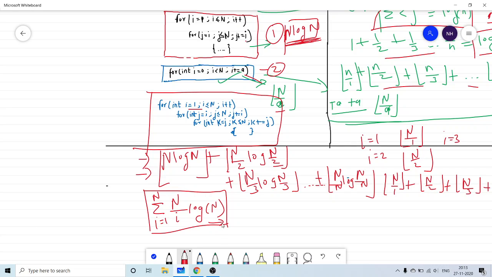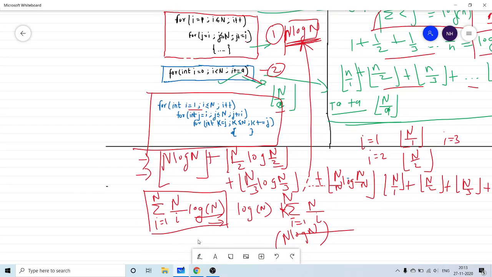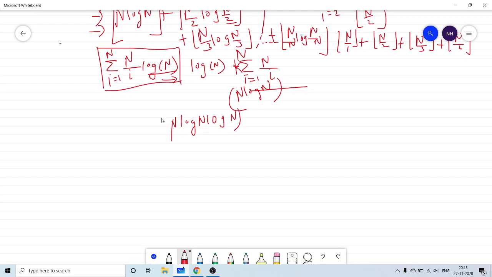This is what we do in programming, right? We just calculate everything approximately. So take the log common, and it will remain the same as the n by i stuff, which I explained previously. Now you know that for n by i, its complexity is n log n. Same from here, right? So the total complexity will be log n into this one. So the complexity is n log n of log n, right?